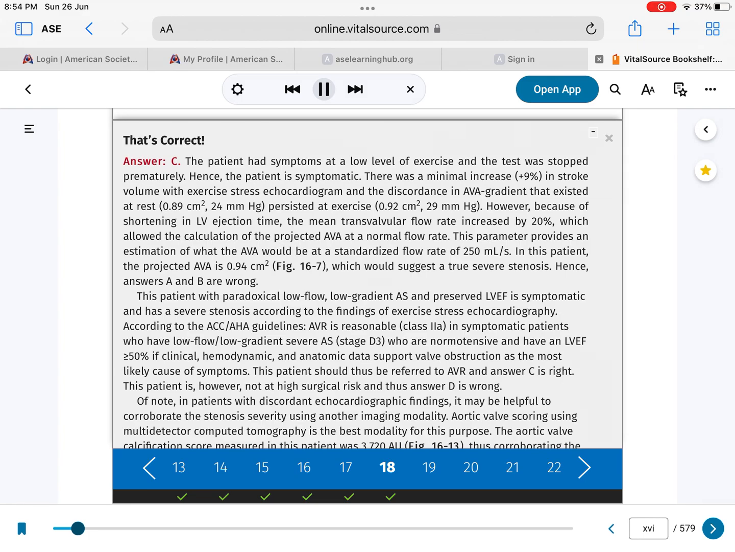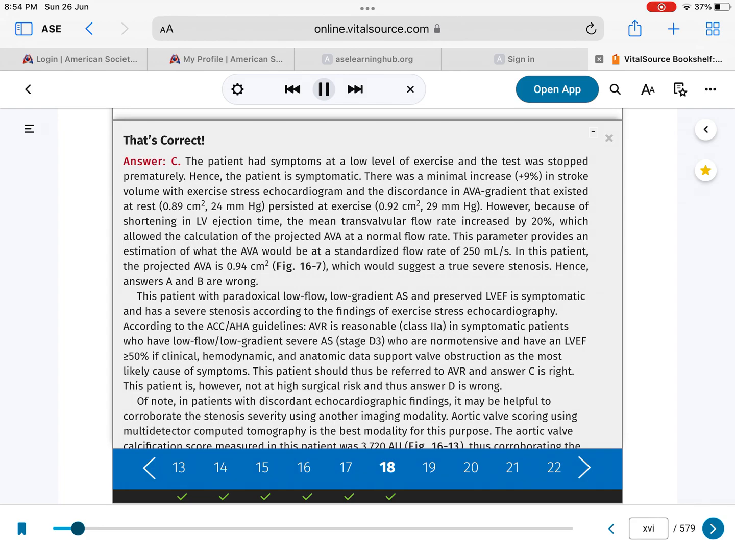Figure 16.7. LV outflow tract diameter measurement. Upper left panel: pulsed wave Doppler in the LV outflow tract and continuous wave Doppler across the aortic valve at rest. Upper panels: rest and peak. Bottom panels: exercise stress echocardiography. Calculation of the projected aortic valve area at normal flow rate. Bottom right panel: AVA, aortic valve area.